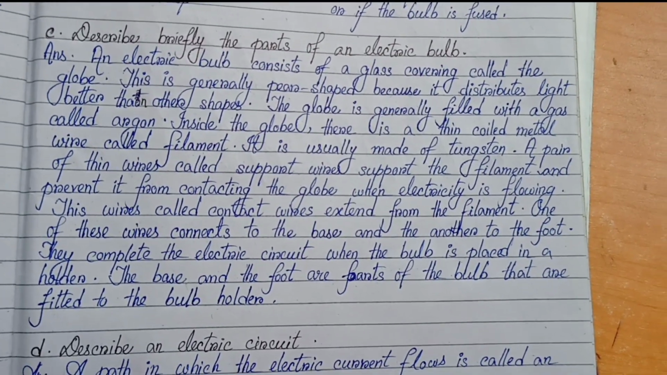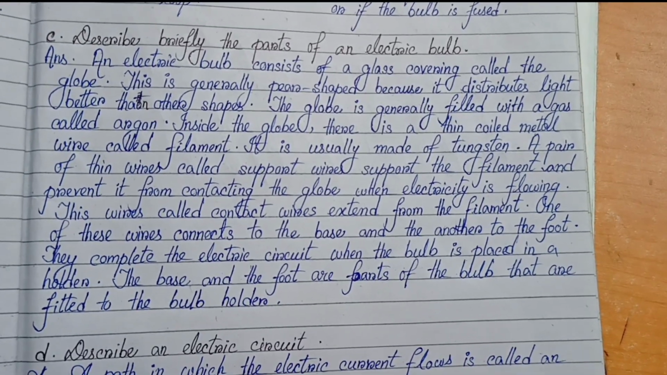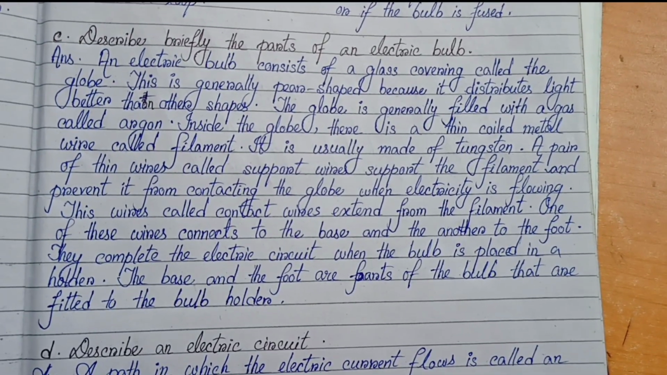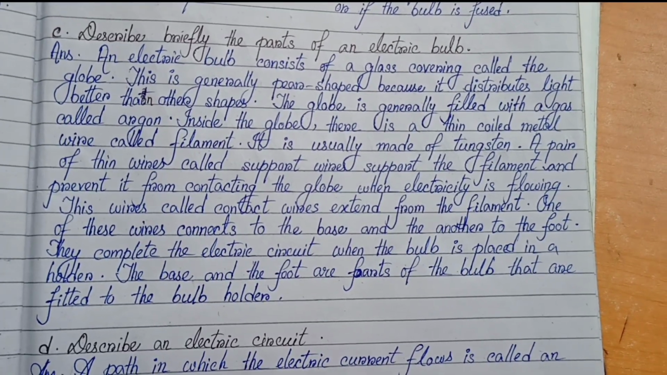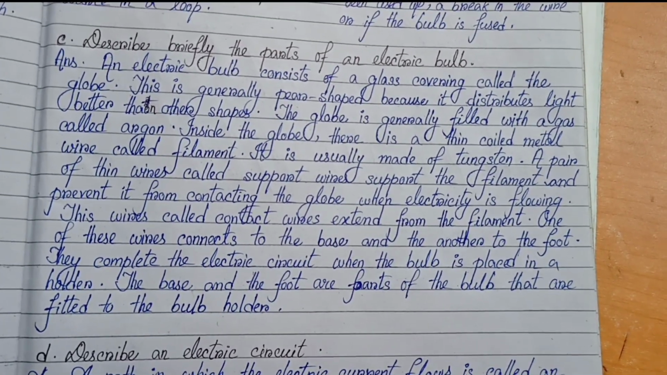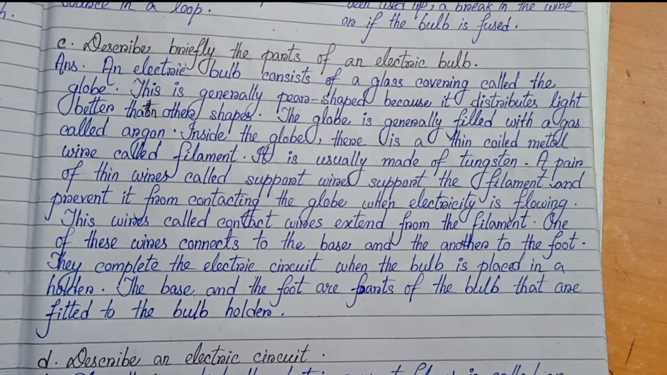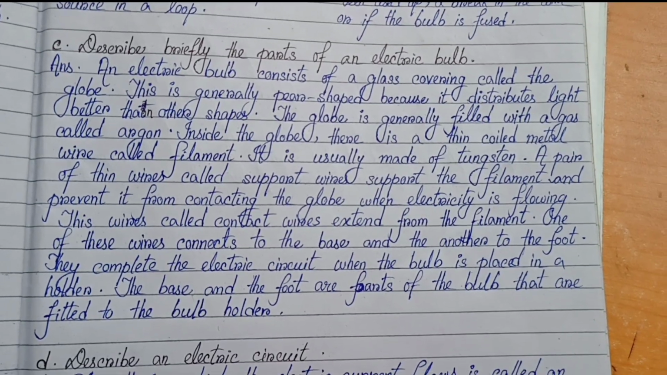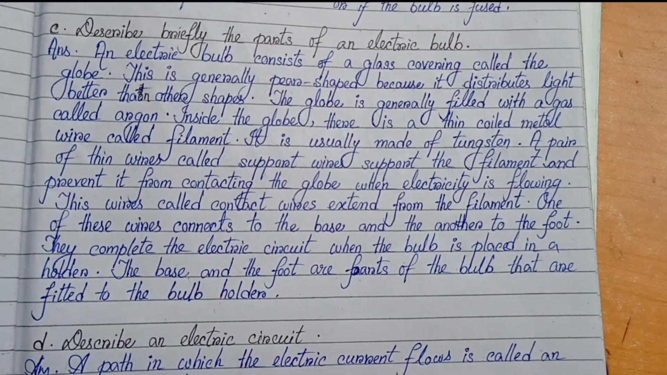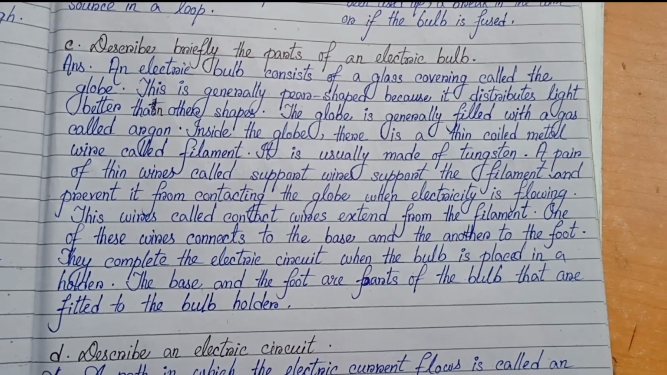A pair of thin wires called support wires support the filament and prevent it from contacting the globe when electricity is flowing. Other wires called contact wires extend from the filament. One of these wires connects to the base and the other to the foot. They complete the electric circuit when the bulb is placed in a holder. The base and the foot are parts of the bulb that are fitted to the bulb holder.